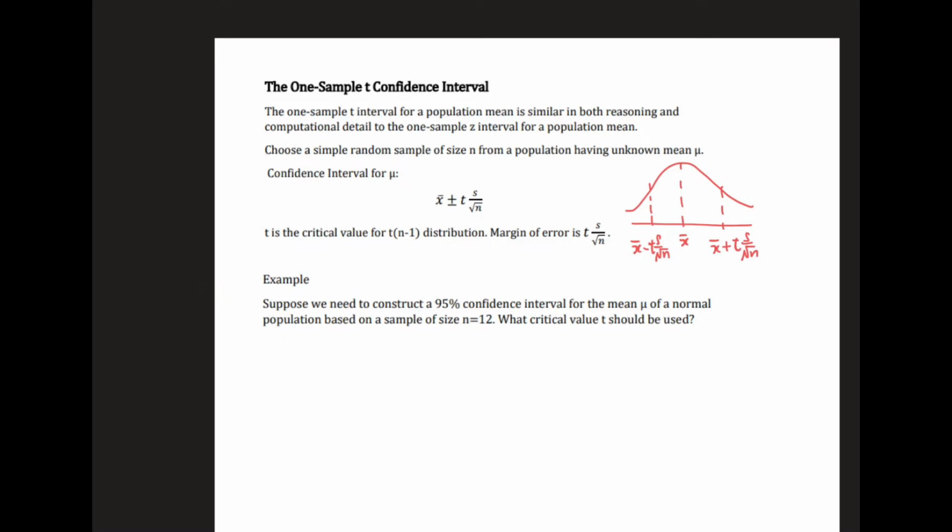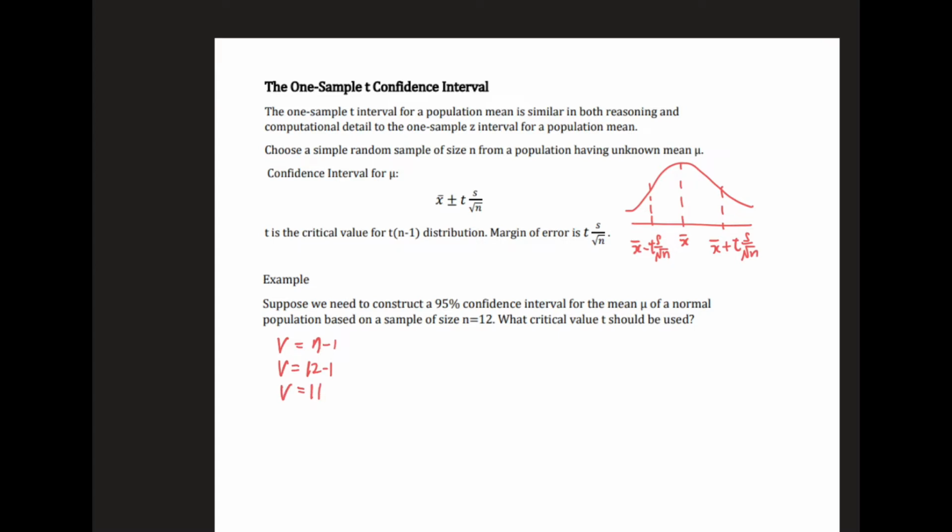Suppose we need to construct a 95% confidence interval for the mean mu of a normal population based on a sample of size n equal to 12. What critical value t should be used? Okay, so first, to find the critical value t, let's see the information here. We have n equal to 12. The degrees of freedom is v equal to n minus 1, which is 12 minus 1, which is 11.